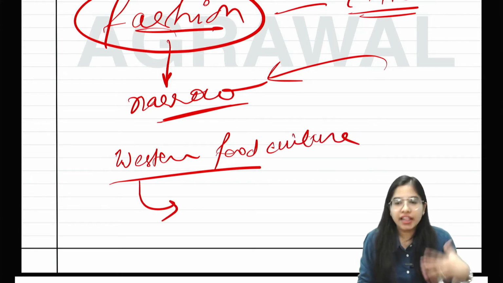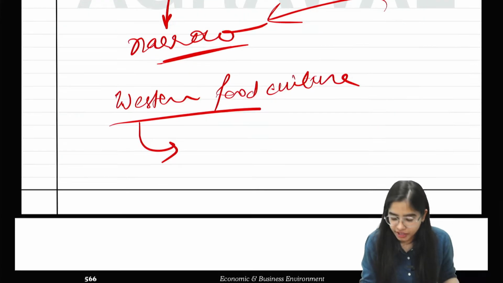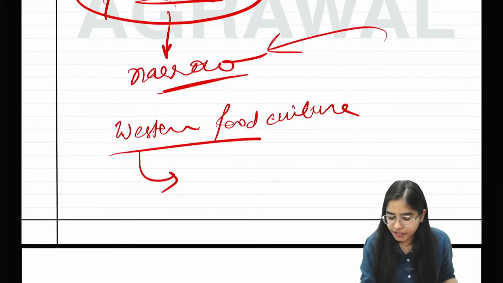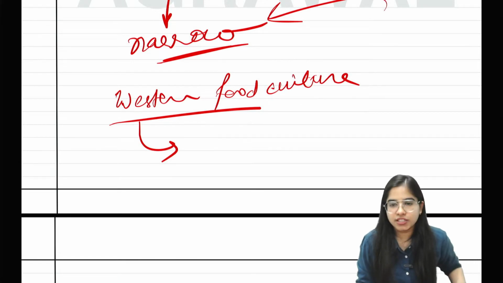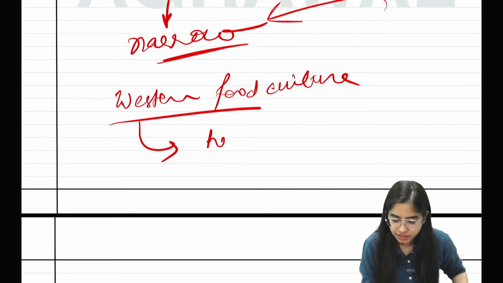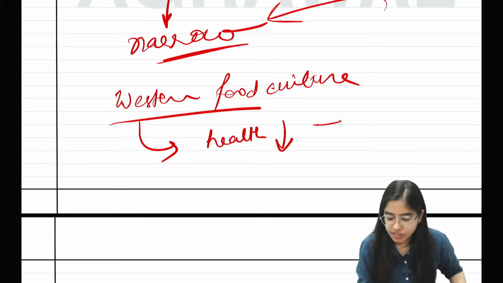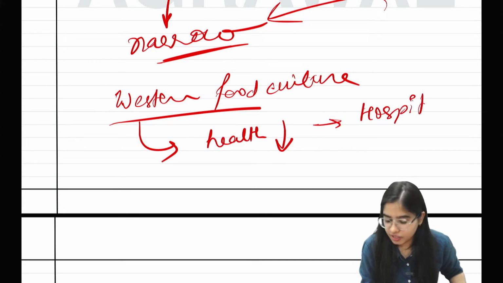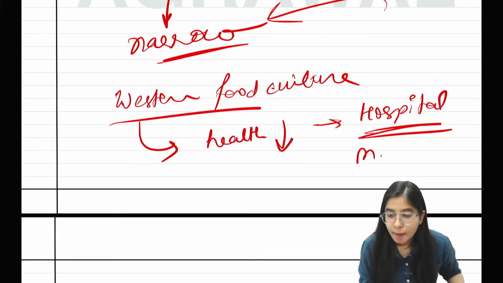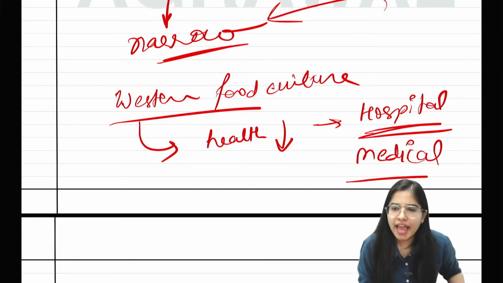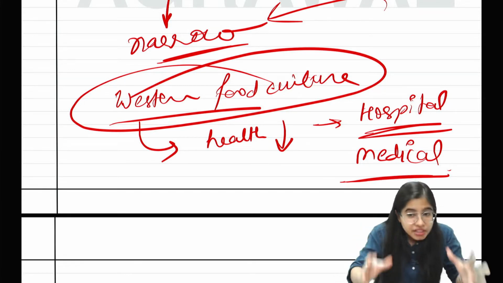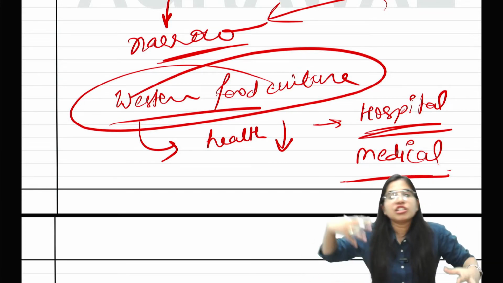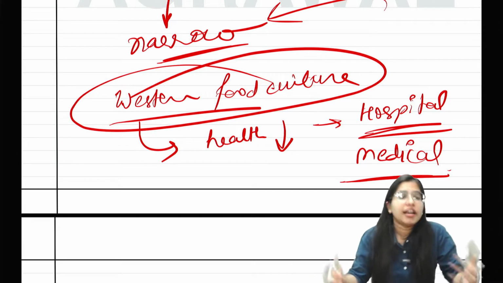Acha, with this, is the health quality of Indians improving or deteriorating? Because of adopting western food culture, is health quality improving or deteriorating? Deteriorating, right? Health is going down. And because of this, tell me, is hospital business, medical business, increasing or decreasing? Increasing, right? So what is this? Everything that is related to your business and affects your business, either positively or negatively, is business environment.